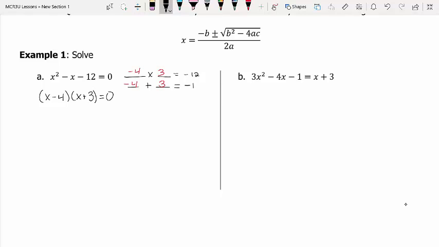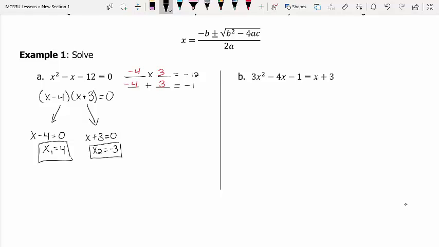So now to find the actual values of x, we take each of the factors and set them to 0. And then we solve for x. So the first value of x is 4, and the second value of x is -3. So that also represents the zeros of this quadratic function.